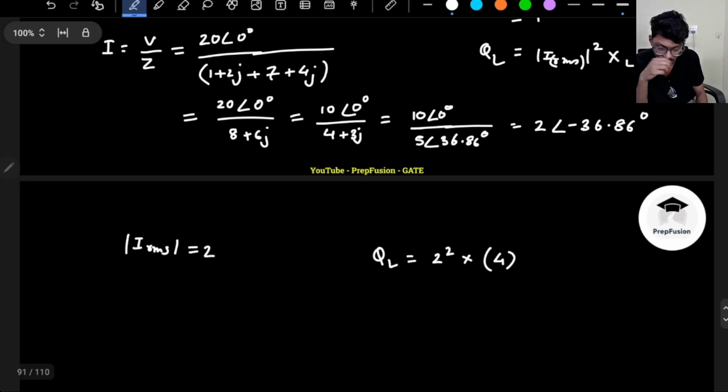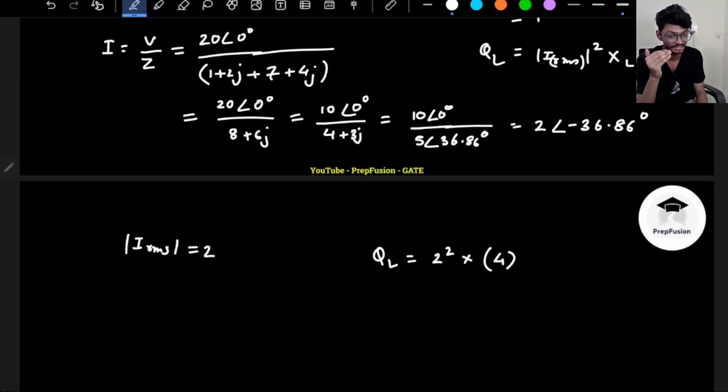Why plus 4? Because it is lagging. If it was leading, I would have written minus 4 here. Okay. So this will be 4 into 4, that is 16 VAR. This is my reactive power basically. Okay.